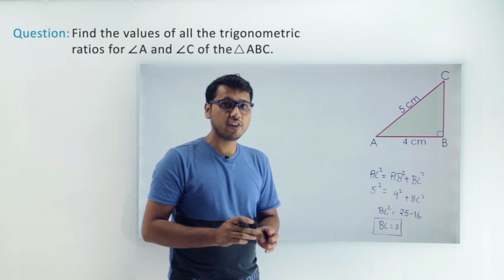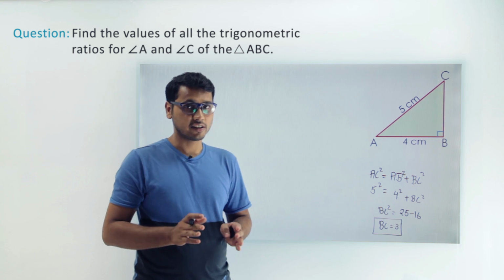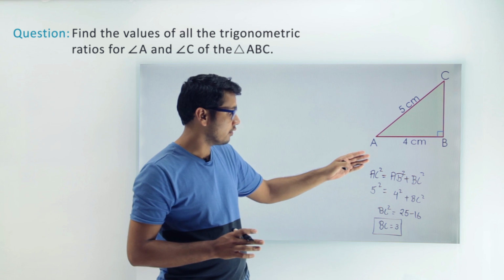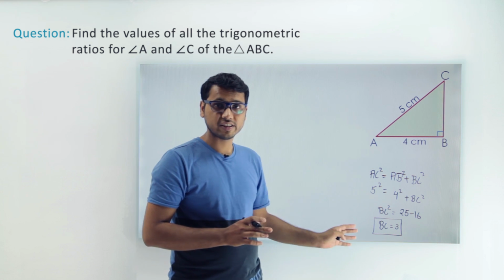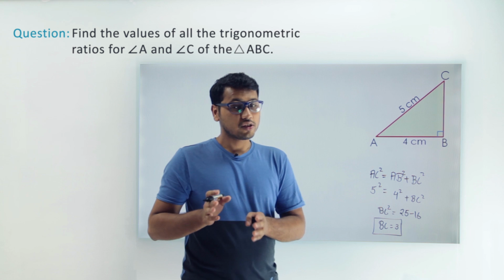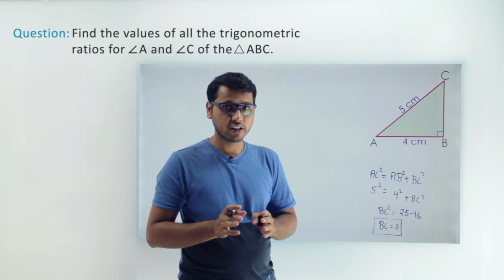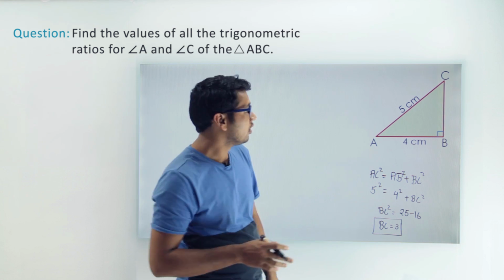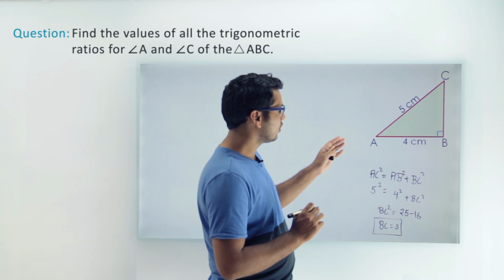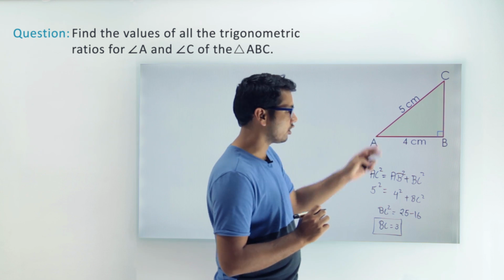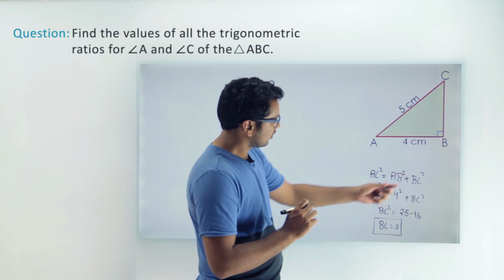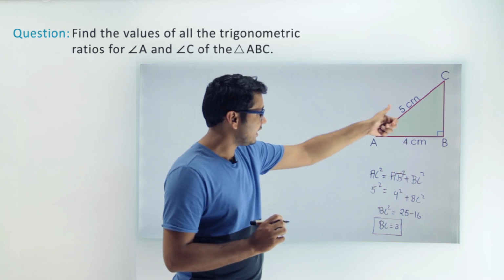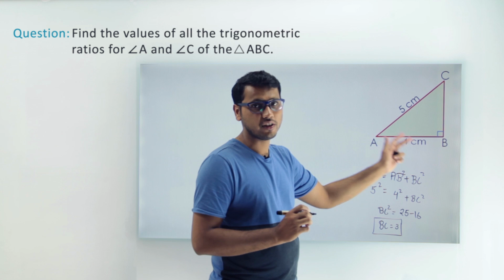Now, since we have to find the value of all the trigonometric ratios and we have the sides, we have AC as 5, AB as 4, and we calculated BC to be 3 centimeters. First of all, we have to know which side is hypotenuse, which side is opposite, and which side is adjacent to apply SOH CAH TOA. Now, it is right angled at B, so AC, which is opposite to the right angle, will be our hypotenuse.